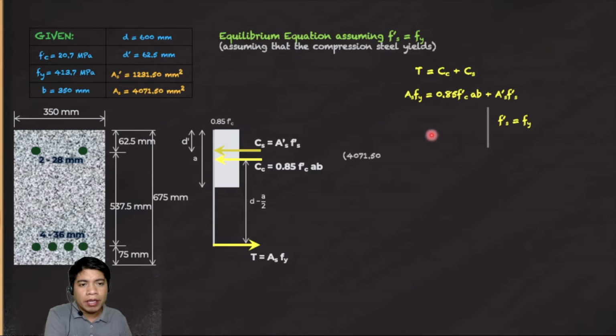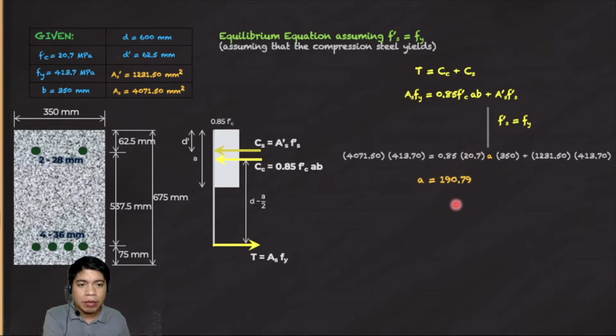So, kapag ginawa natin yan, guys, ang mangyayari dito is yung A na lang yung ating magiging unknown kasi yung iba ay given na lahat. So, kapag kinompute natin si A, ang A ay magiging 190.79 millimeters. Okay, so ngayon guys, i-compute natin yung ating value ng C which is equals to A over beta 1.